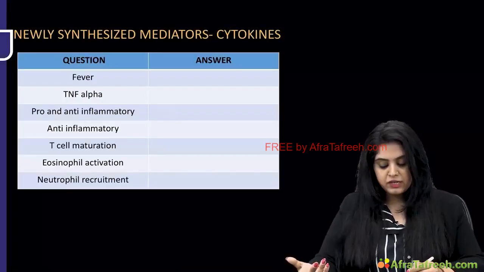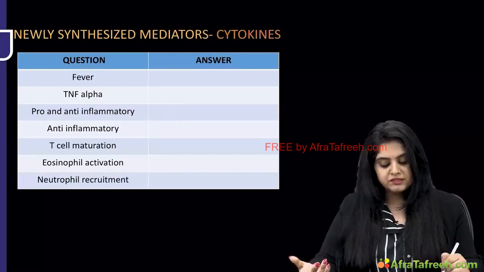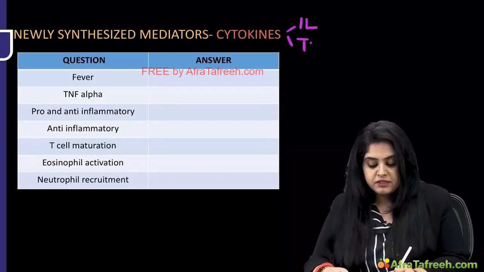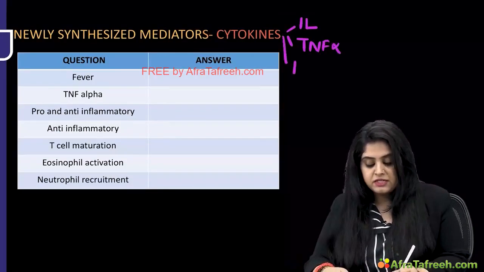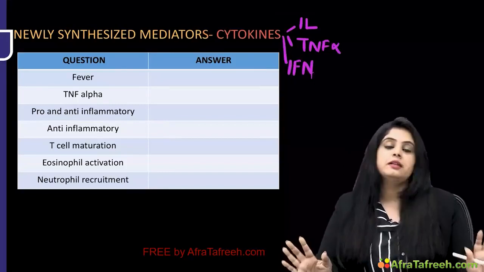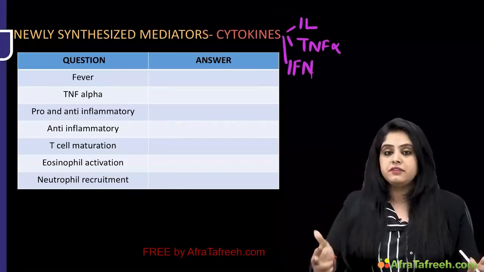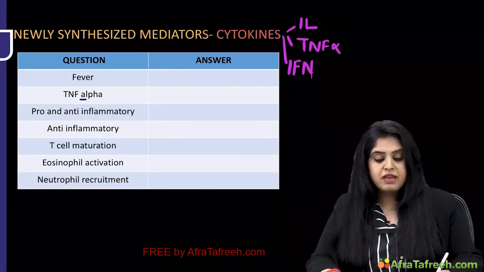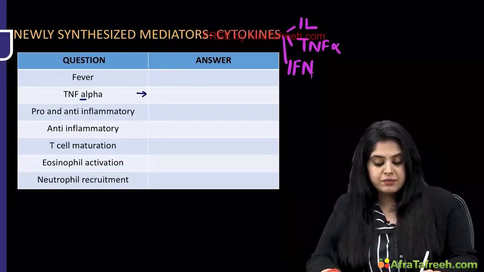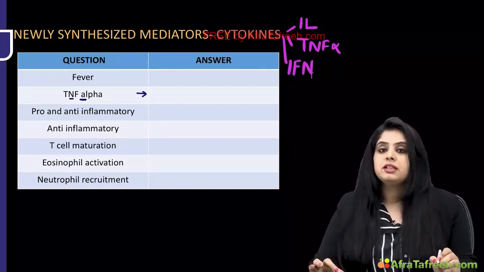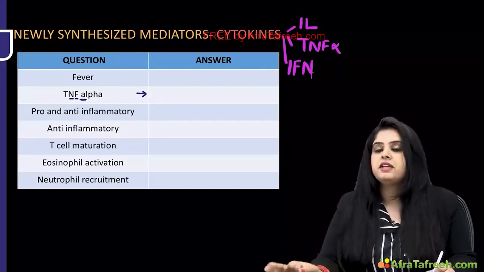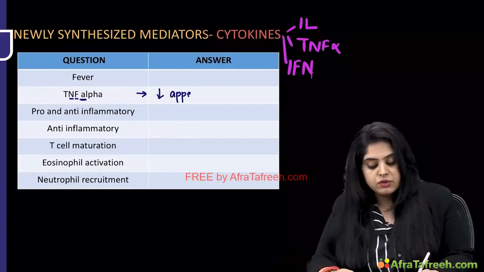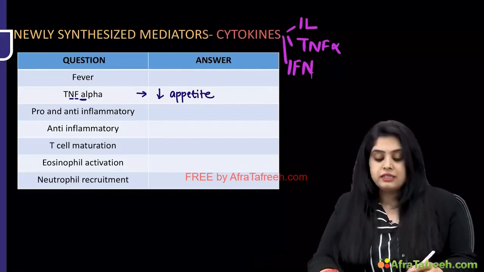Shall we proceed and do cytokines? Tell me first, guys, what all comes under cytokines? You will say, ma'am, under cytokines we have a lot of interleukins. We have TNF alpha and we have interferons. These are the three things that I'm going to talk about: interleukins, TNF alpha and interferons. So let's do questions and answers. What does TNF alpha cause? TNF alpha: A for appetite. NA means no appetite. It decreases the appetite of a patient.